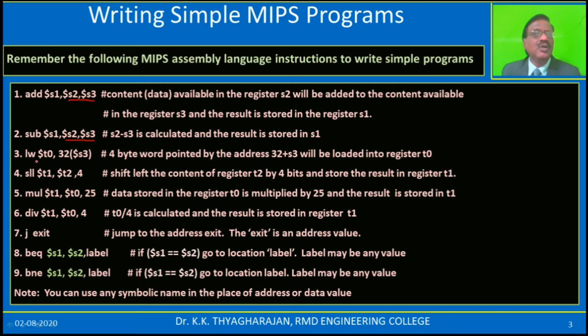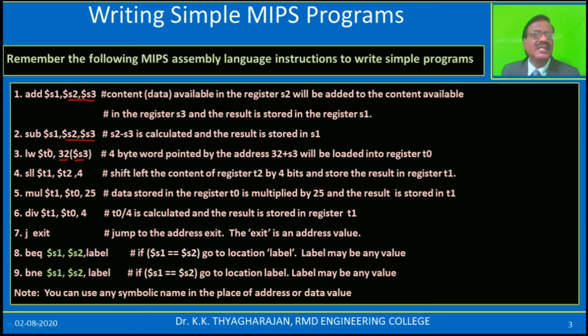Then load word $T0, 32 within brackets $S3. It indicates that the value 32 should be added with the value stored in S3 and this result will be an address. From this address, a 32-bit word will be taken and that word will be stored in T0.